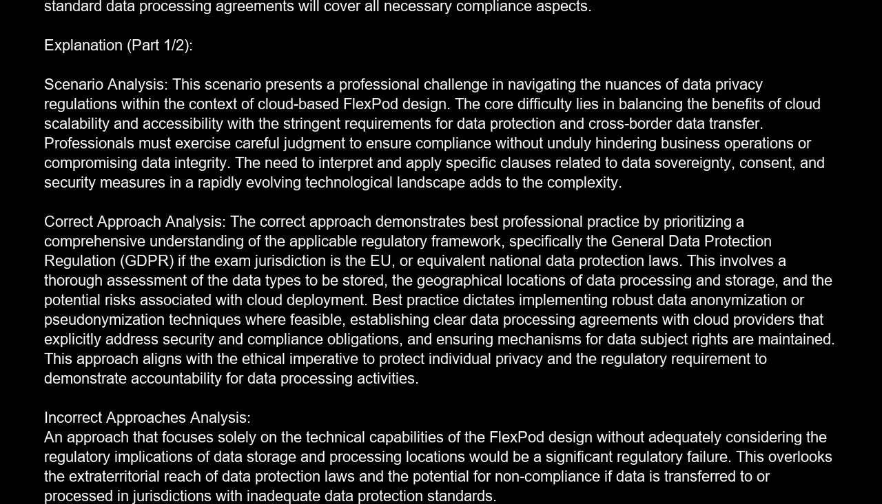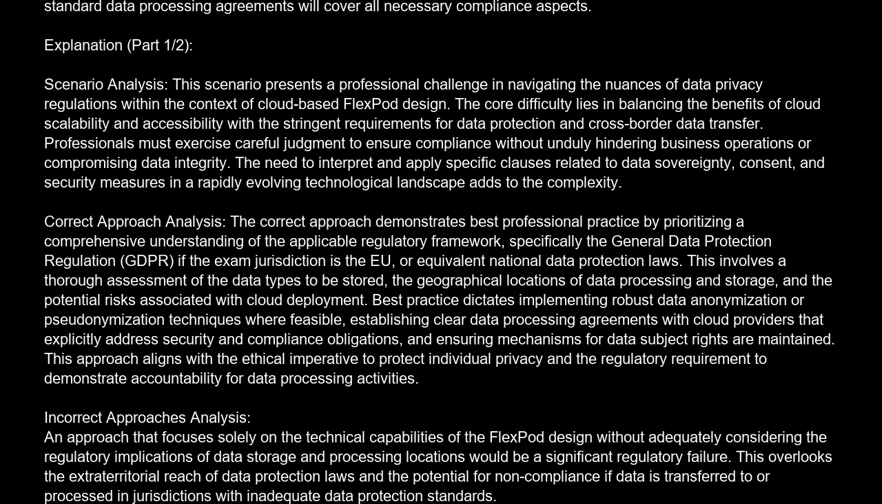Explanation. Scenario analysis. This scenario presents a professional challenge in navigating the nuances of data privacy regulations within the context of cloud-based FlexPod design. The core difficulty lies in balancing the benefits of cloud scalability and accessibility with the stringent requirements for data protection and cross-border data transfer. Professionals must exercise careful judgment to ensure compliance without unduly hindering business operations or compromising data integrity.